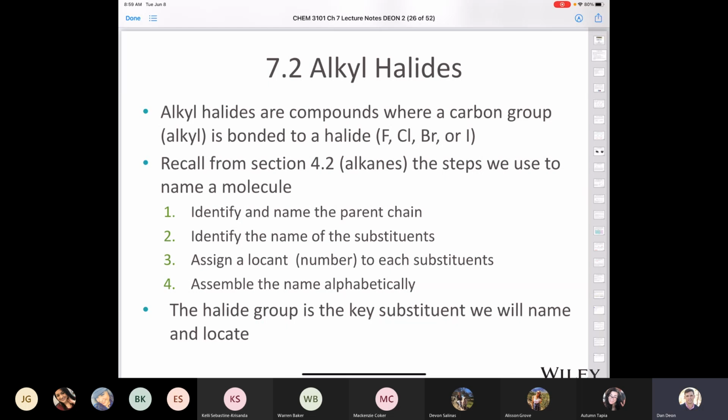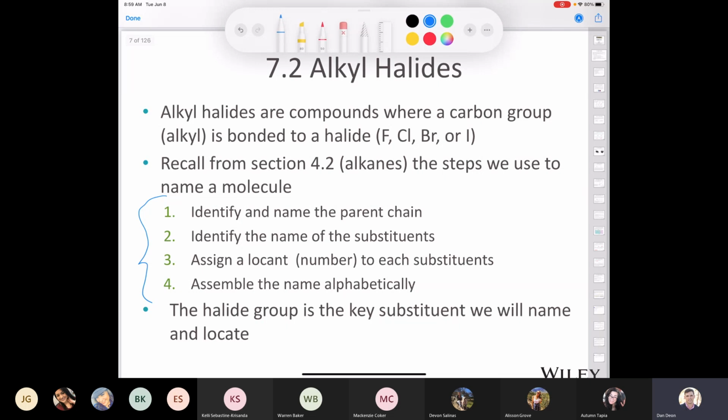And you remember from the alkanes chapter, chapter 4, the steps that we used to name a molecule. What did we do? We identified the parent chain. We identified the name of the substituents, right? Methyl, ethyl, propyl, isopropyl, butyl, tert-butyl, sec-butyl, isobutyl. Then we also have chloro, right? Fluoro, bromo, iodo, okay? Those are also substituents. We assign a locant or a number to each substituent, so a 3-chloro, a 2-fluoro, whatever.